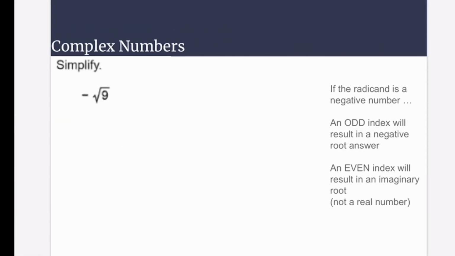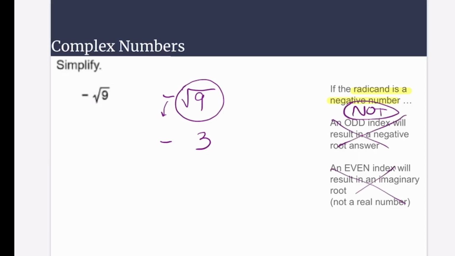In this case, we have negative radical 9. So this square root of 9 is 3. This negative is outside that radical. So if we look at these definitions, right, the radicand, if it's a negative number, in this case, it is not a negative number, which means none of this stuff matters. It's only if it's inside. So in this case, this answer would actually be negative 3. So make sure you're paying attention when you do these problems.